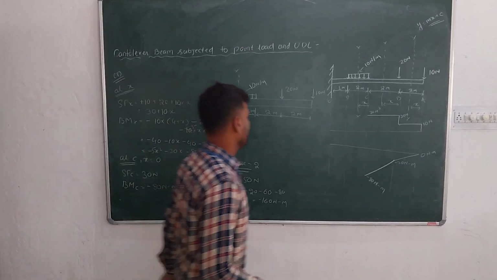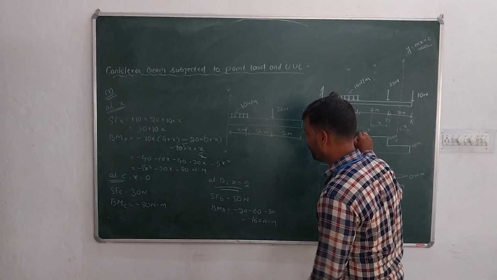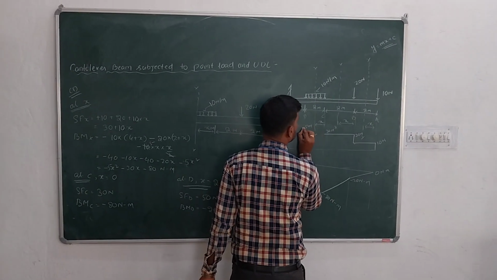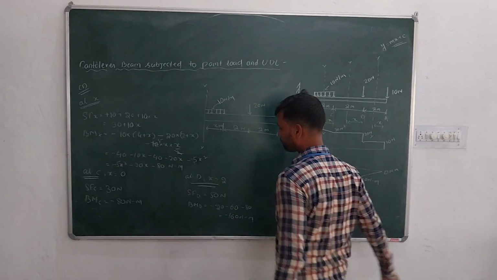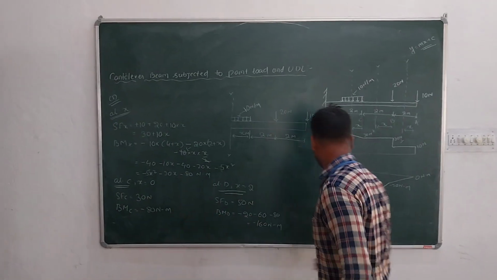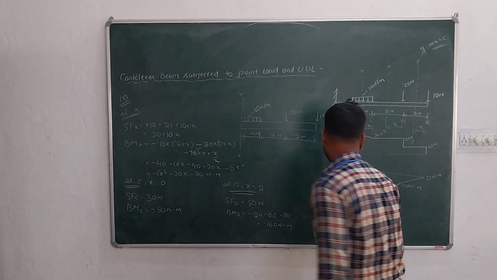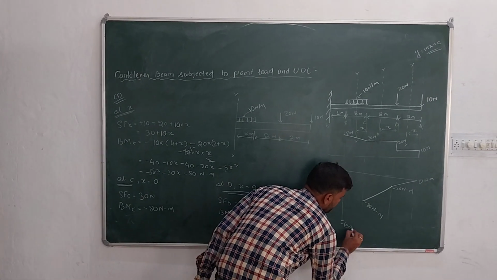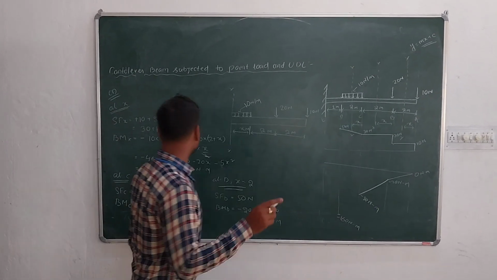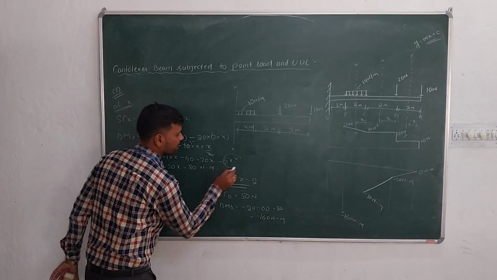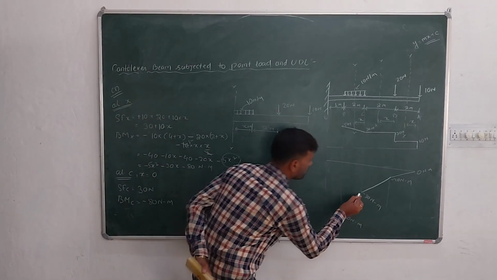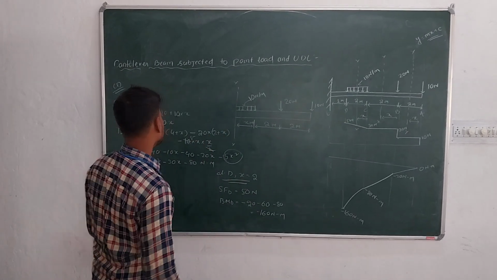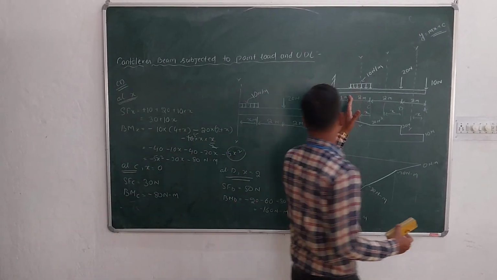Now draw this one. Shear force at C is 30, shear force at D is 50. This is 50 Newton, so the line will be like this. And bending moment at C is minus 80, bending moment at D is minus 160. This is minus 160 Newton meter. And this line will be a curve because of this x square. So the bending moment diagram will be this. Next, let us go to section D.